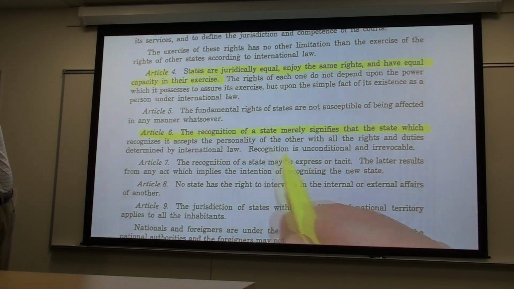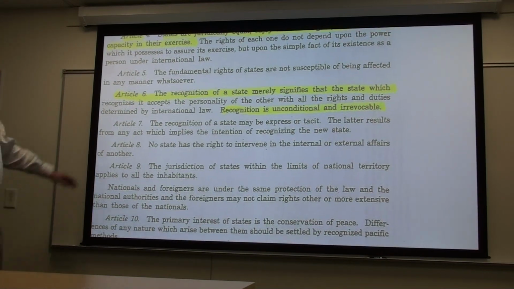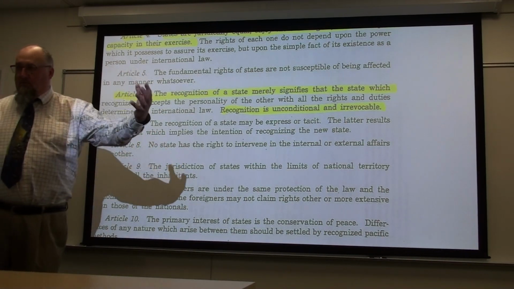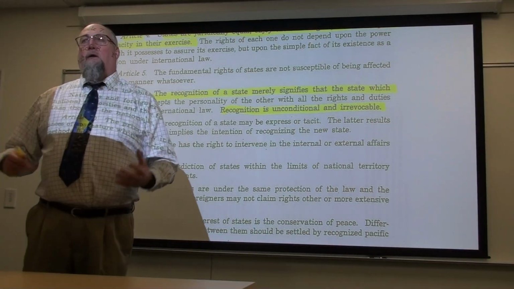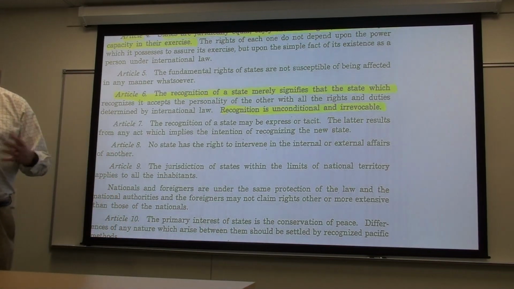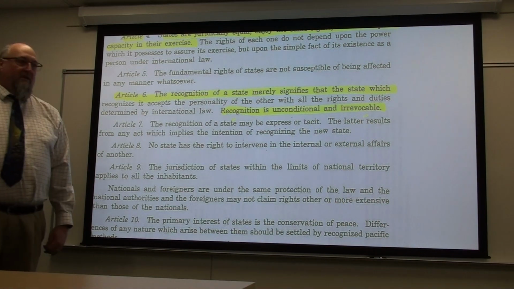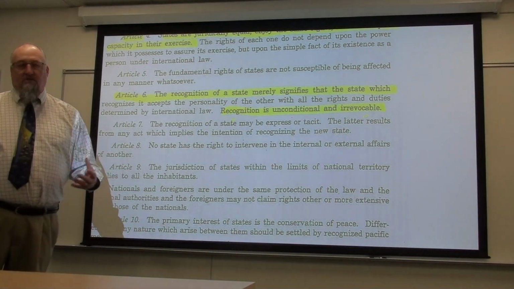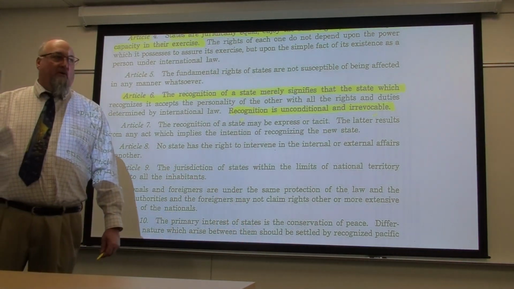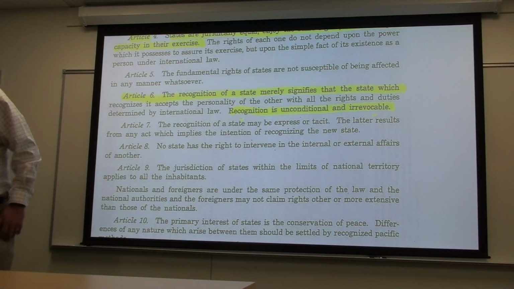Article 6. Recognition of a state signifies that the state which recognizes it accepts the personality of the other. In other words, once a state recognizes another state, it accepts that area, that state, as being a sovereign, having all rights of a sovereign, and then recognition is unconditional and irrevocable, meaning once you've recognized it under this article, you can't basically backtrack. Now again, this is on paper; in the real world, that's not always the case. And we'll talk about recognition more in just a minute.